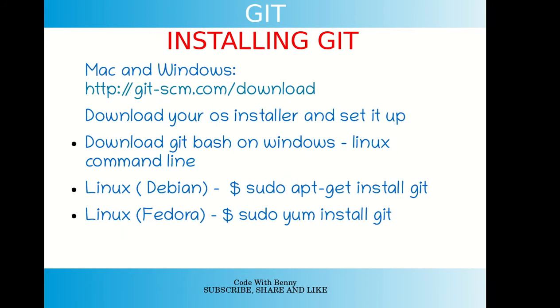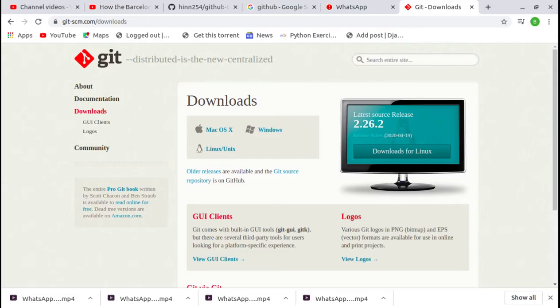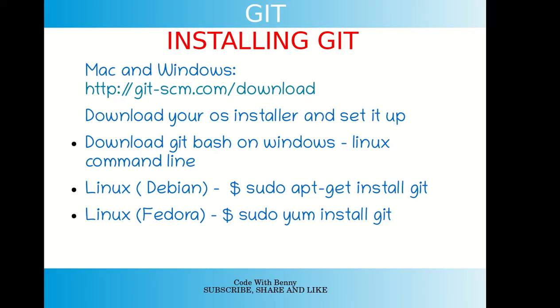So how do you install Git? If you are on Mac or Windows, you'll go to this particular URL. This is a website where you can download it. It is git-scm.com. I recommend you use this. So once you're there, if you are using Mac, you'll use the installer for Mac. If you're using Windows, you'll use the installer for Windows, and then you can easily set it up, okay?